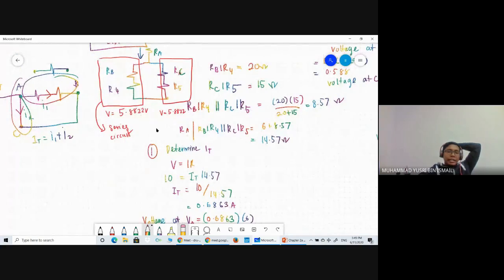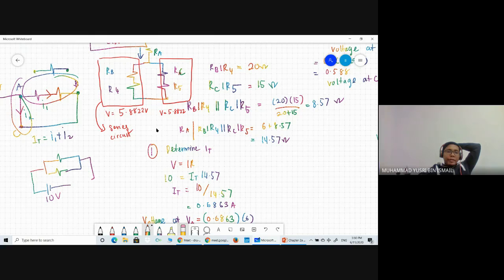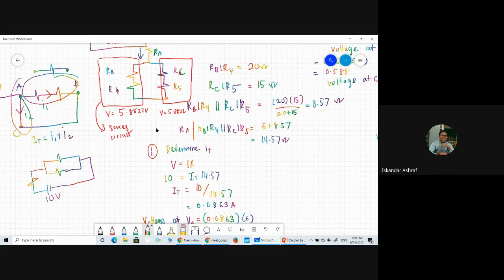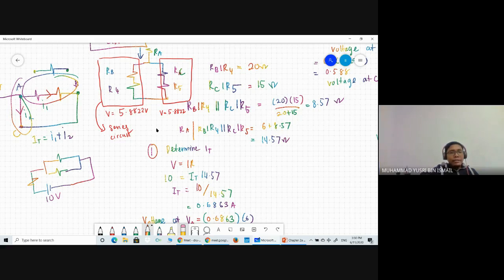Okay, it's like this. This is the circuit. The power supply is 10 volt. And then here there is a parallel circuit. Before it enters the parallel circuit, there is one more resistor. So basically 5.8822 is the voltage after it passes through this resistor, R1, to resistor 2 and resistor 3.